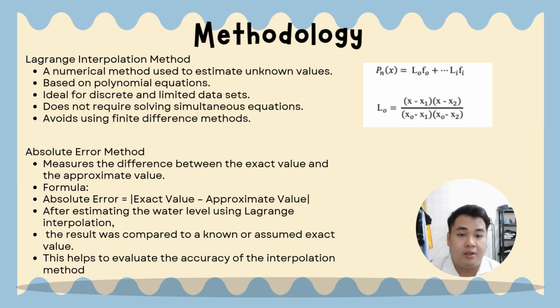The Lagrange interpolation method is a numerical method that uses a polynomial to estimate unknown values based on known data points. It builds a single polynomial that passes exactly through all the given points. So in this project, we use three known data points to construct a second degree polynomial, since the number of points minus 1 determines the polynomial's degree. After calculating the estimated value by using the Lagrange method, the accuracy is checked by using the absolute error method, where absolute error is calculated by using the formula of exact value minus the approximate value.